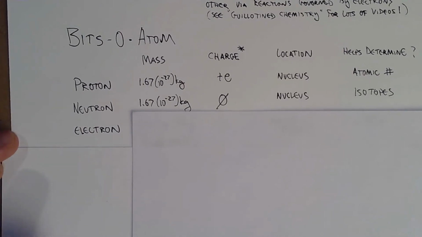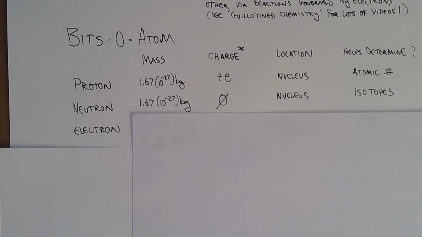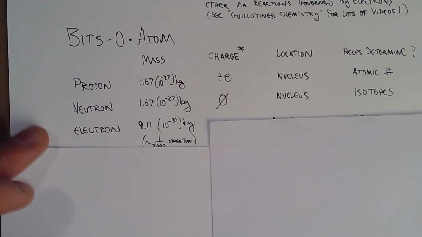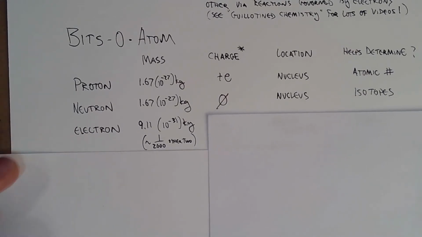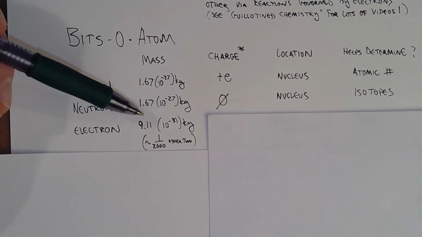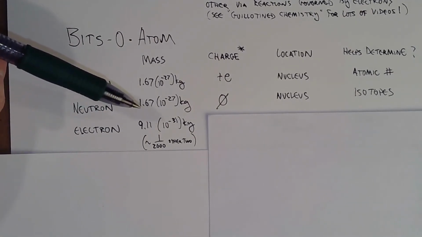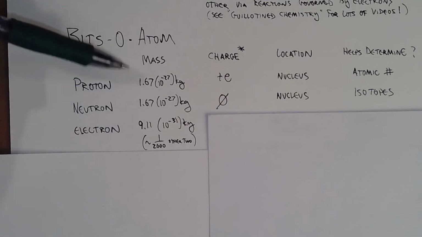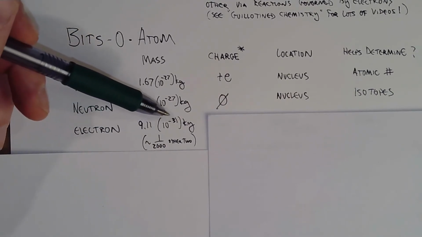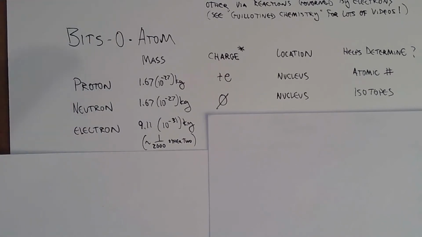The electron, in comparison, now again, all these things are small, but the electron is very small compared to the protons and neutrons. It is approximately 1/2000th the mass of the other two. So it takes around 2,000 electrons. Technically, I think it's around like 1860-ish or something. Electrons equal the mass of a proton or a neutron. So 9.11 × 10^-31 kilograms. Much smaller than the proton or the neutron, which themselves are very small to begin with.